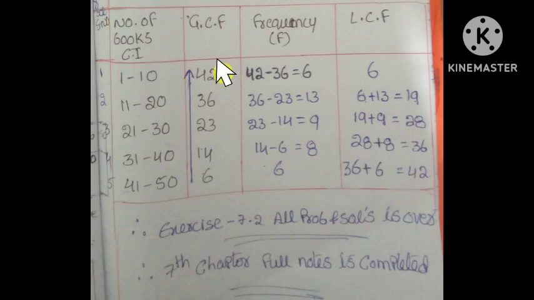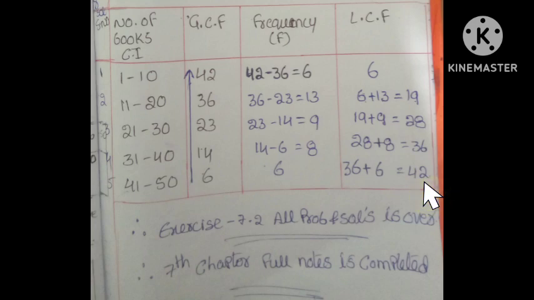Here the first GCF frequency is 42, and the last less than cumulative frequency is 42. Are both equal? Yes, both are 42, so our solution is correct. Are you understood? The solution for the sixth to eighth problems is over.